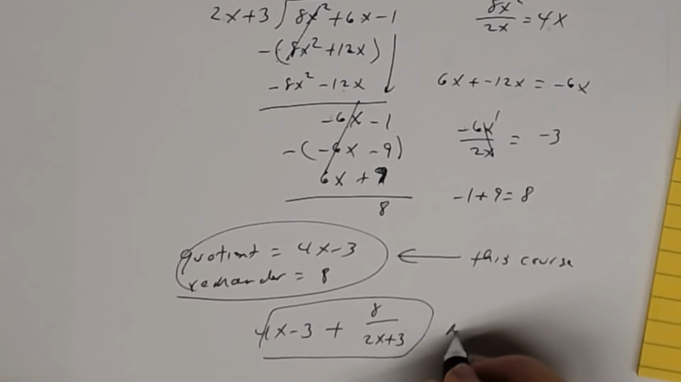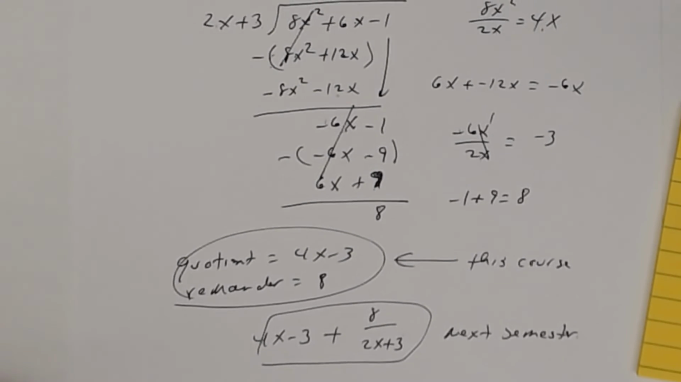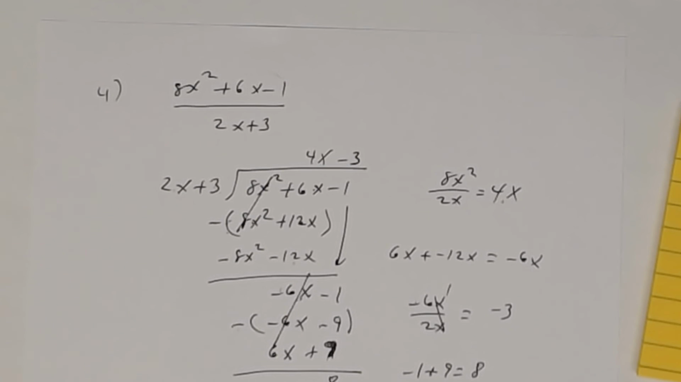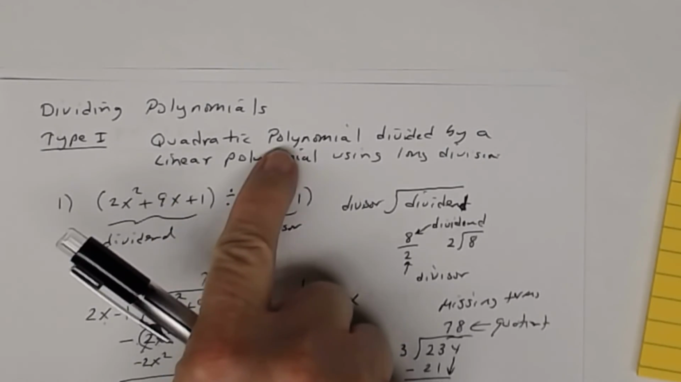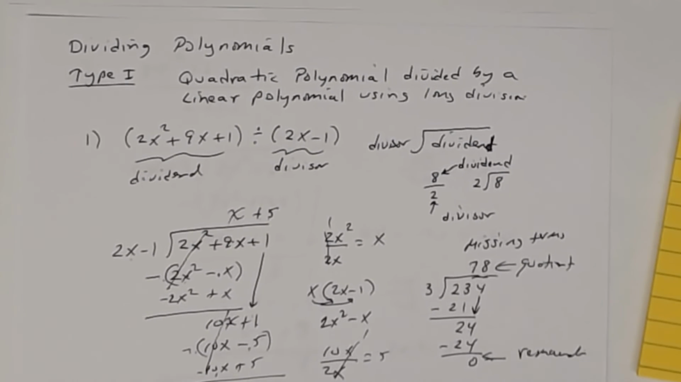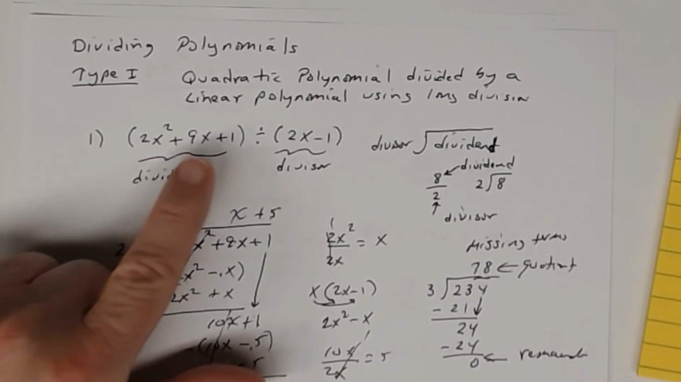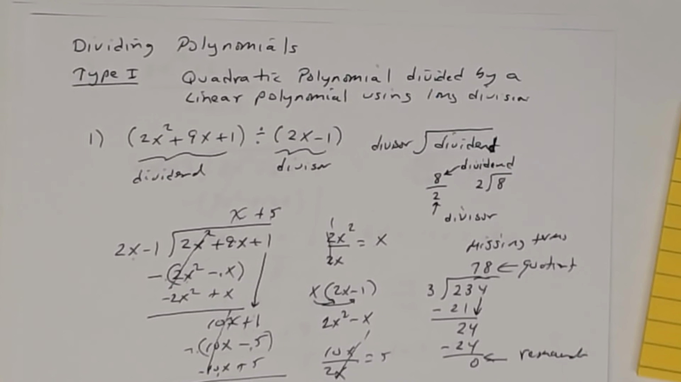This will be next semester. All right, so I think you have enough to divide polynomials where you're given a quadratic divided by a linear using long division. For us, that'll be called a type 1 problem. So that's our type 1 problem for this lesson on dividing polynomials, a quadratic divided by a linear polynomial. All right, so that's going to be the end of this lesson.